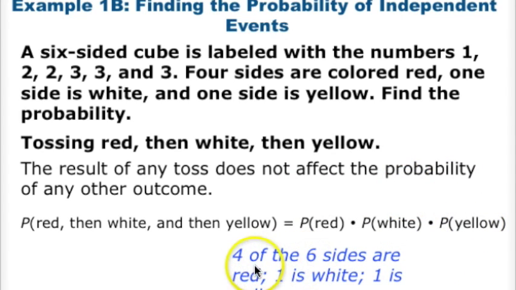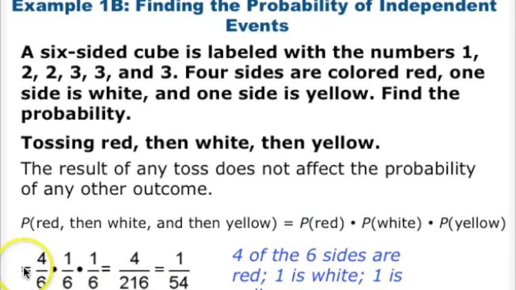4 of the 6 are red, 1 is white, and 1 is yellow. So I'm going to have 4 out of 6 times 1 out of 6 times 1 out of 6. 4 out of 6 for red, 1 out of 6 for white, and then 1 out of 6 again for yellow. Multiplying straight across the top and straight across the bottom reduces to 1 out of 54 for my probability.